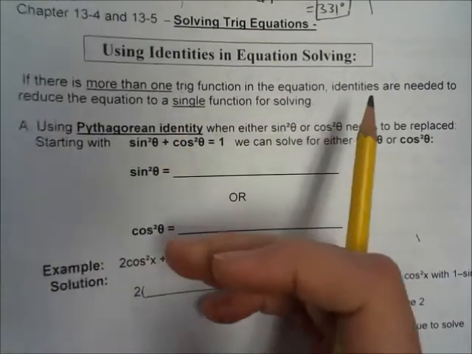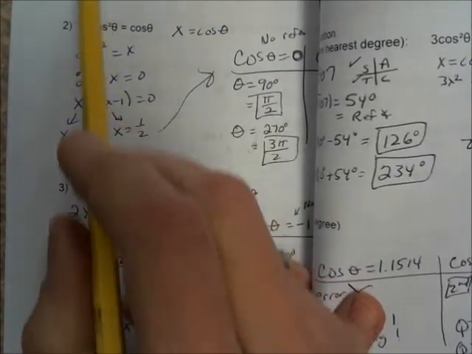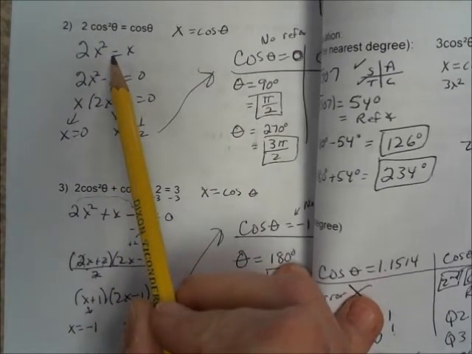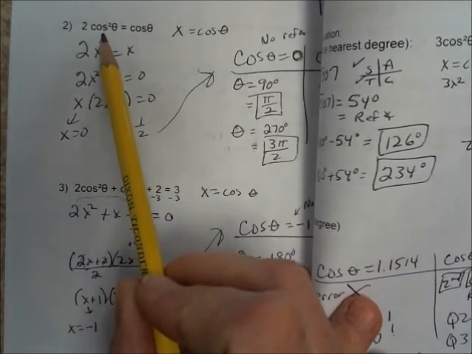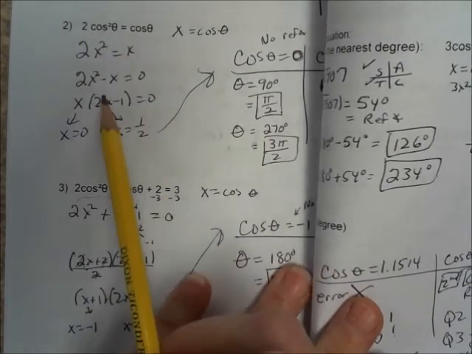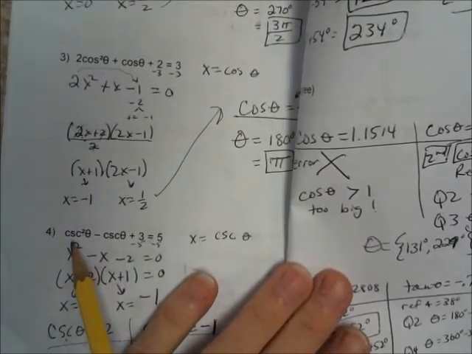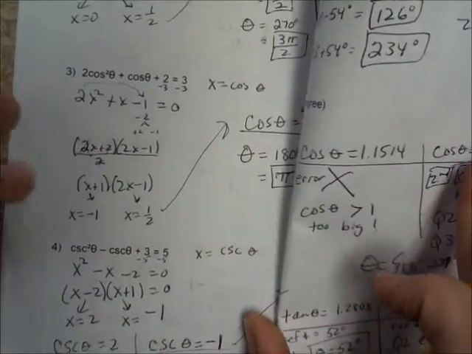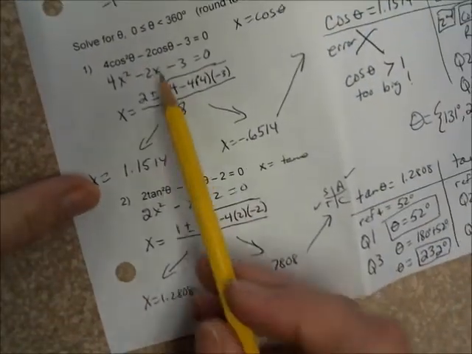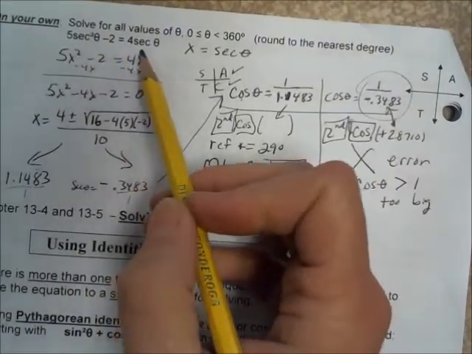In the past, if you want to flip back to page 4, you can see that starting with example 2, whenever we've tried to solve trig equations, the whole equation has been in terms of cosine. Like here's cosine squared and here's cosine. In example 3, cosine squared and cosine. In example 4, we've got cosecant squared and cosecant. And then over here on page 5, we have a couple of equations, all in terms of cosine, all in terms of tangent, and up here, all in terms of secant.